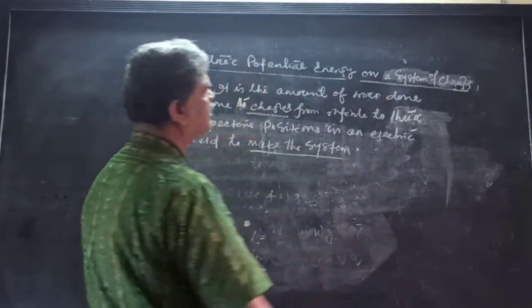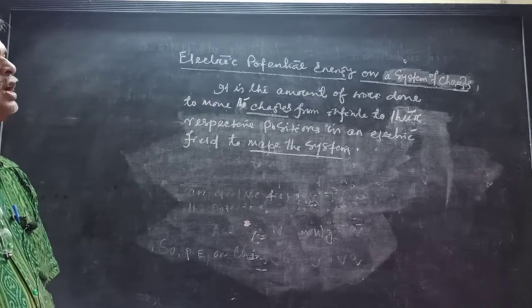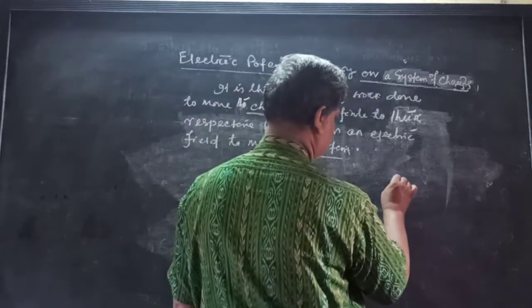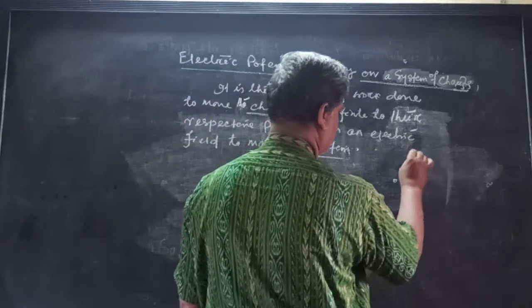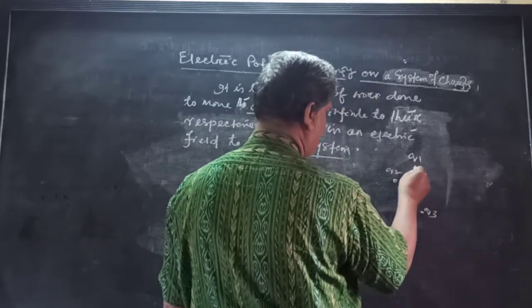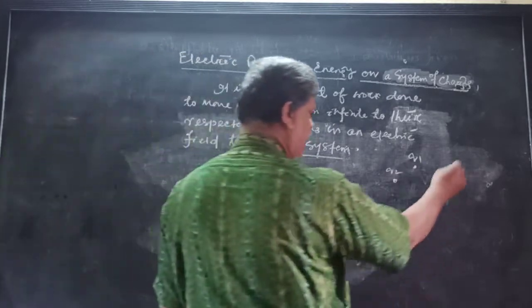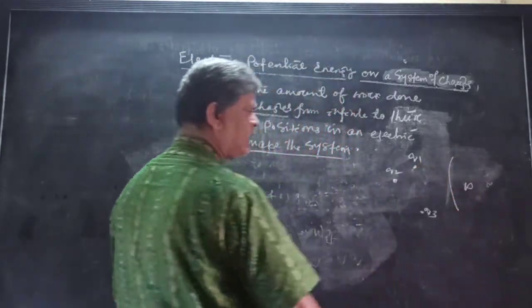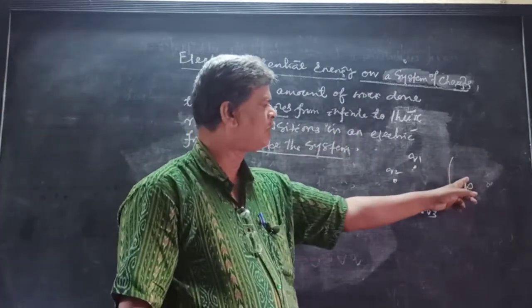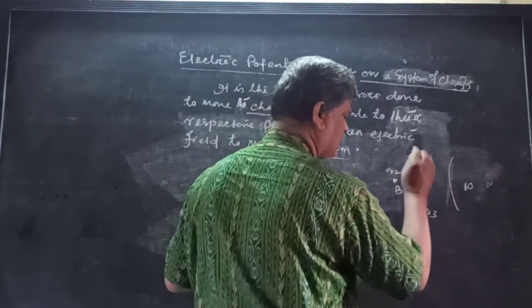So the work done is known as the electric potential energy on a system of charges. Clear? Suppose these are the number of charges q1, q2, q3. We place them at different positions. Initially they are at infinity, and we bring them one after another. Suppose we bring q1 and place it at A, q2 at B, and q3 at C.